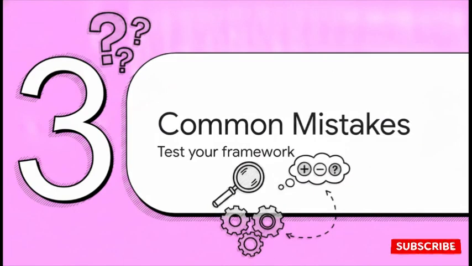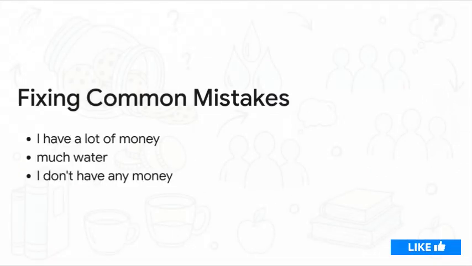Section 3, fixing common mistakes. Putting your new framework to the test. So, knowing your noun's countability and figuring out whether your sentence is affirmative, negative, or a question makes spotting errors super easy. Take the mistake, I have much money. We know that's an affirmative statement, so we swap out much for a lot of, giving us the totally natural, I have a lot of money.